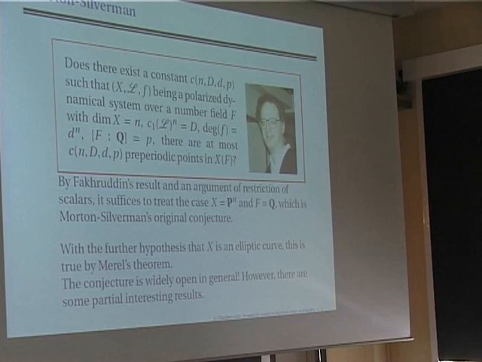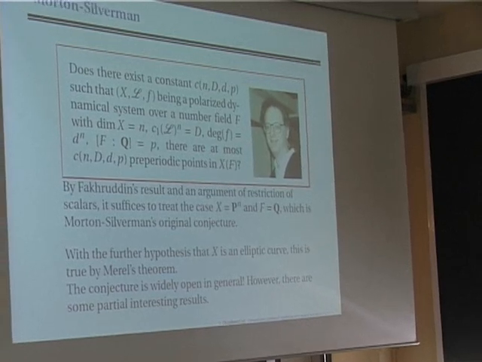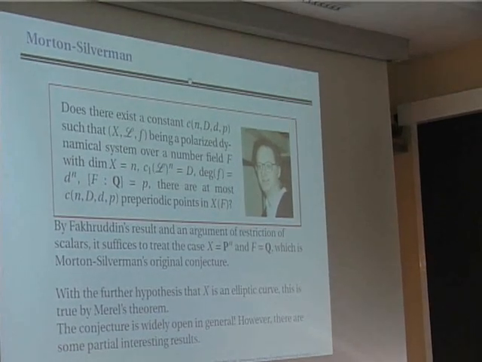So the second conjecture is due to Morton and Silverman, and I did not have enough room to put the picture of Morton, so I apologize to him. And this is not exactly Morton-Silverman's conjecture, because Silverman's conjecture is only for the projective space.